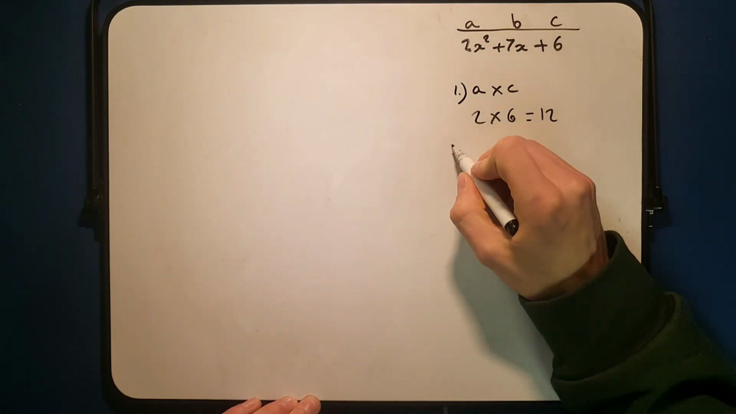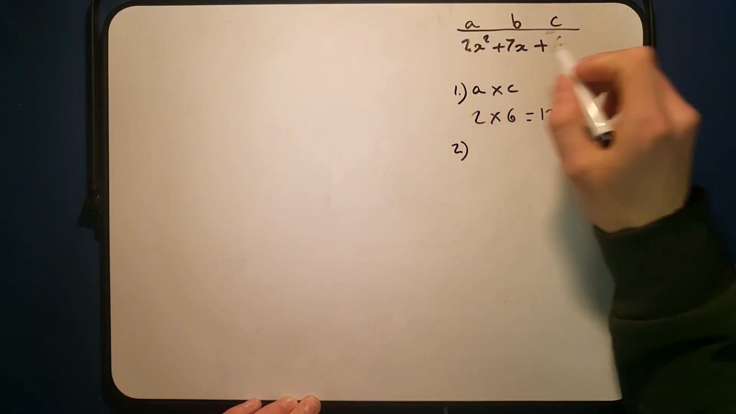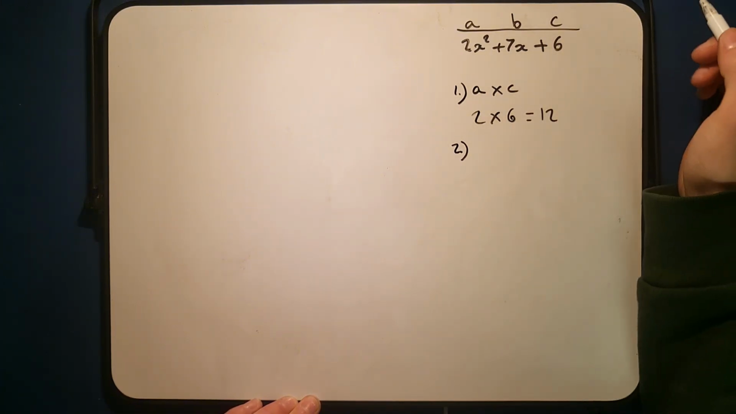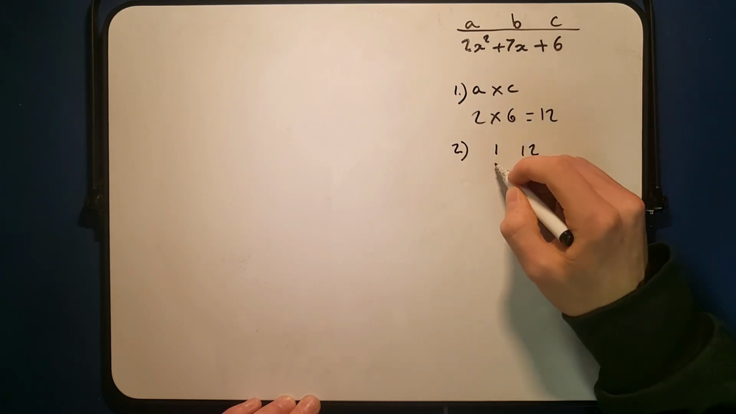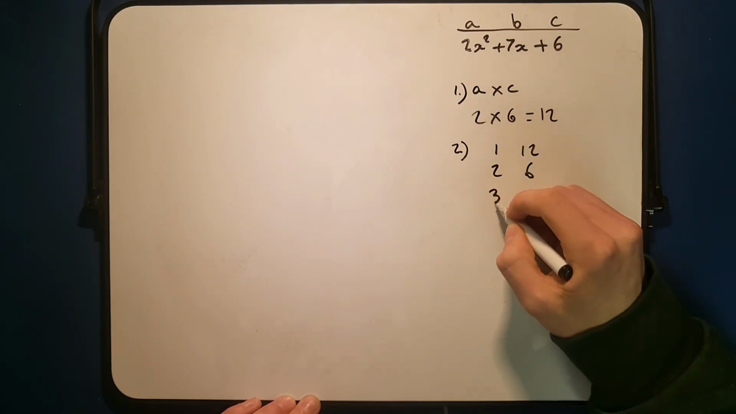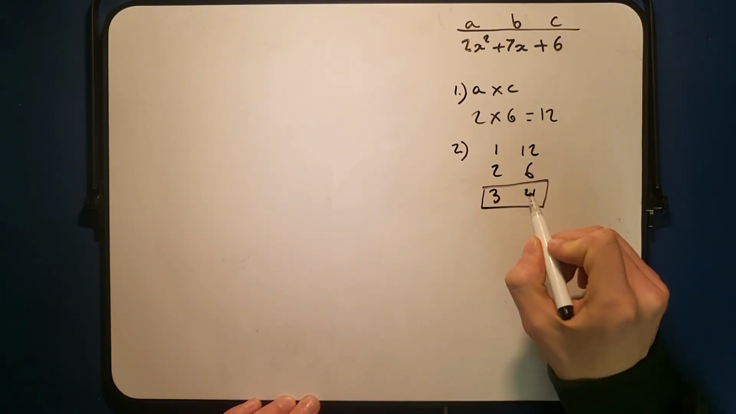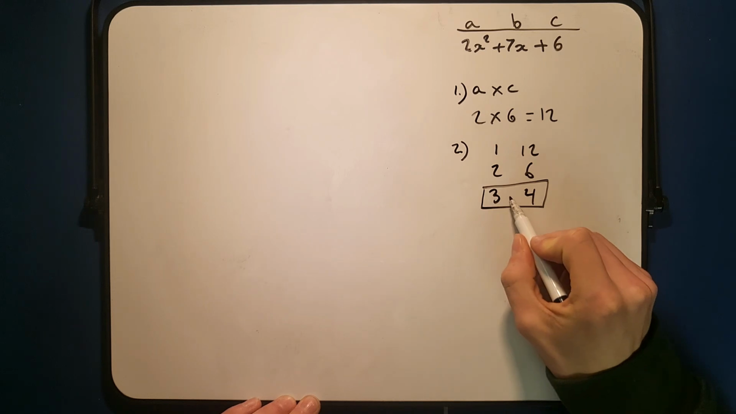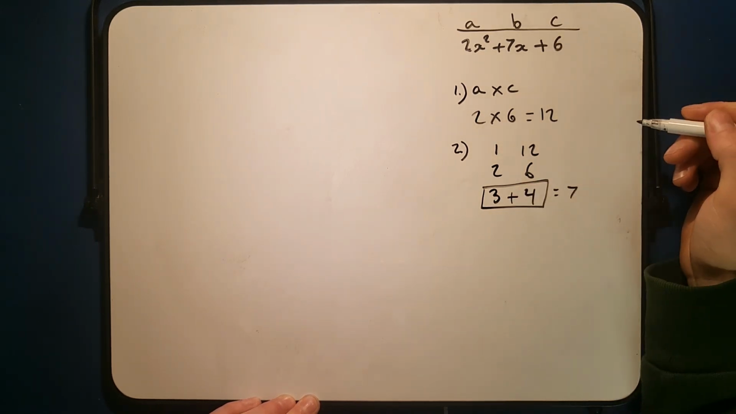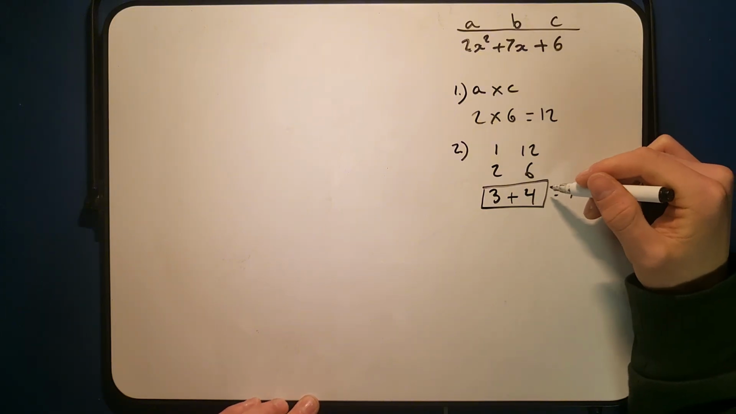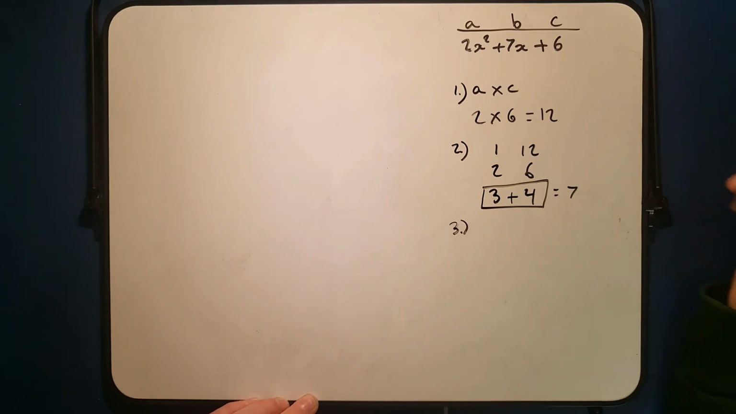That's step 1. Step 2, we need to see what numbers multiply to give 12, but add to give 7. So we can see what multiplies to give 12. We have 1 and 12, 2 and 6, 3 and 4. Now, as we can see here, this pair, 3 times 4 is 12, but 3 plus 4 is also equal to 7. So these are the two numbers we need to use. So now that we've established this, we go on to step number 3. This is where it gets a bit more interesting.